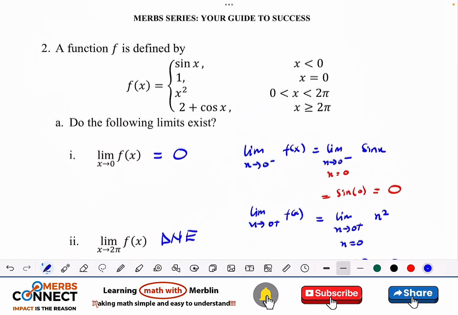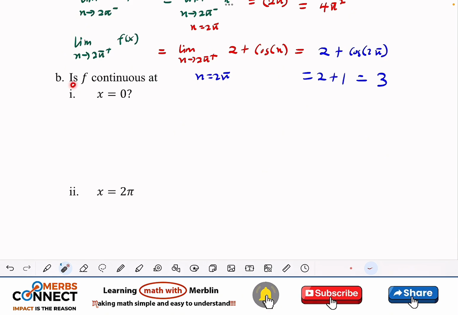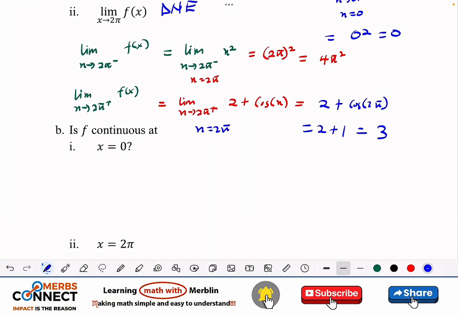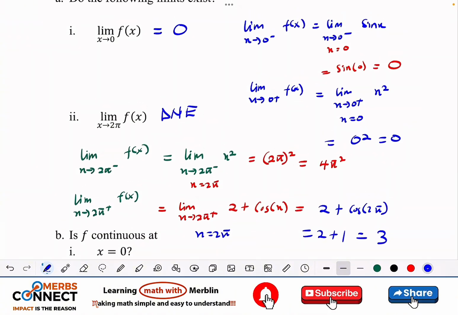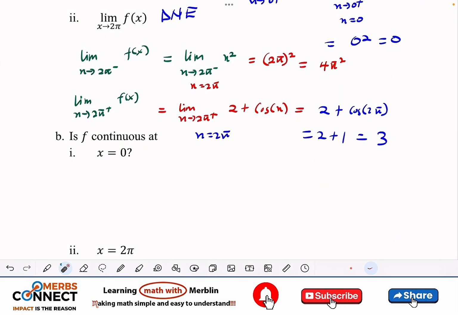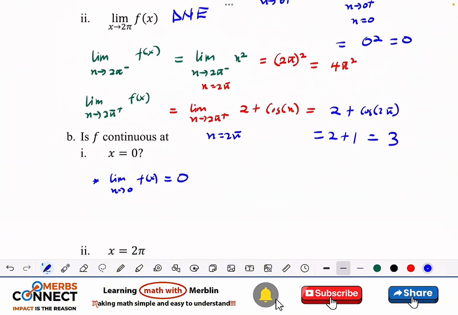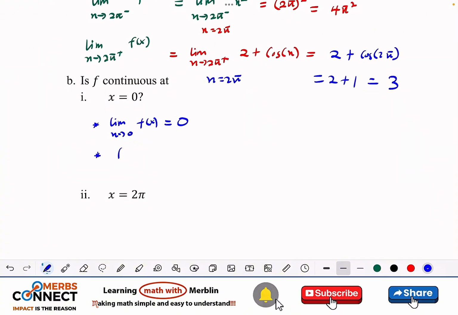Good. So the next question comes into play. Is f continuous at x equal to 0 and x equal to 2 pi? Here we can even conclude from here that it is not true at 2 pi. Now with the first question, since this is equal to 0, for us to conclude, we've now satisfied one condition, that the limit as x is approaching 0 of f of x was equal to 0. So one condition is satisfied. We need to look at the other condition too.